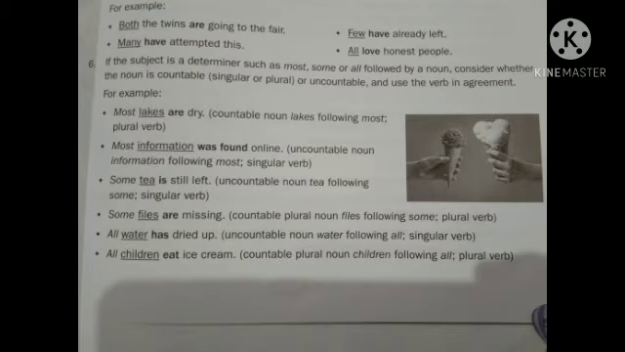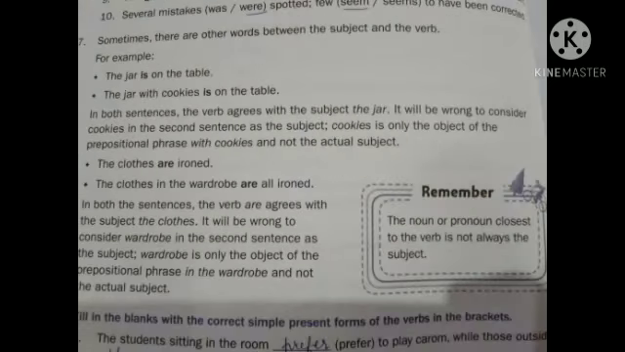Let's go through the last rule. It is given on page number 60. Sometimes there are other words between the subject and the verb. Just see the box which is given in the remember. The noun or pronoun closest to the verb is not always the subject.